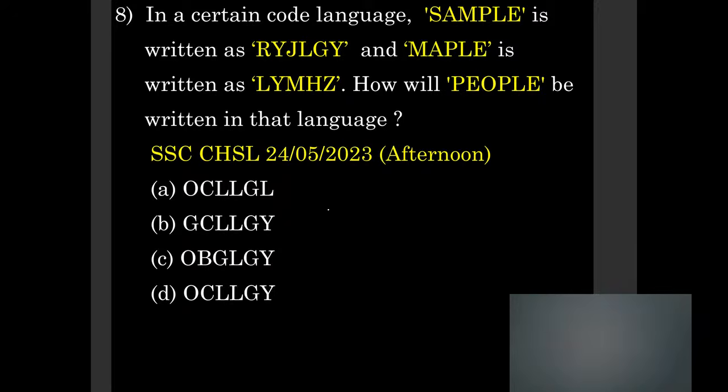So coding decoding means A is coded as 1, B is coded as 2, like that. In total A to Z, 26 alphabets are there. So A is 1, B is 2, C is 3, like that. Based on those numbers, we should answer these questions.